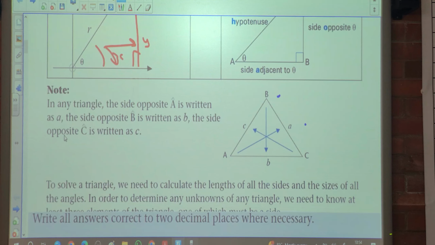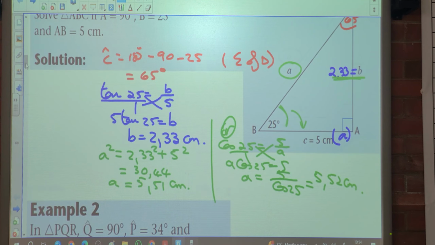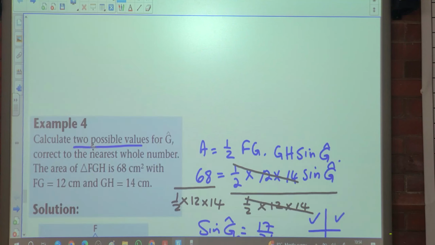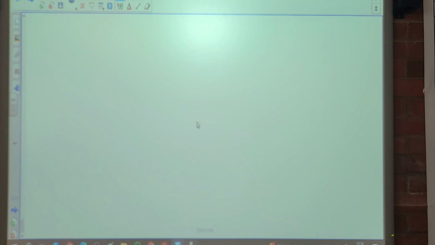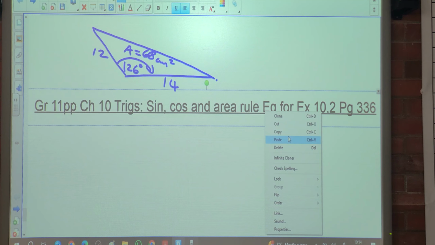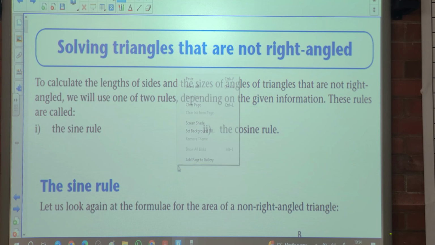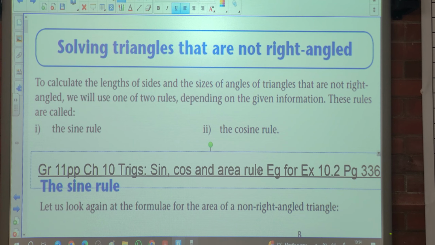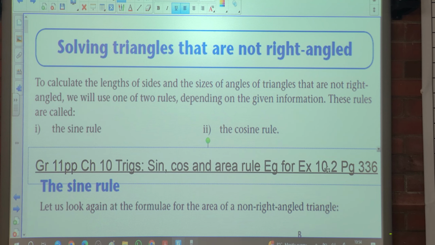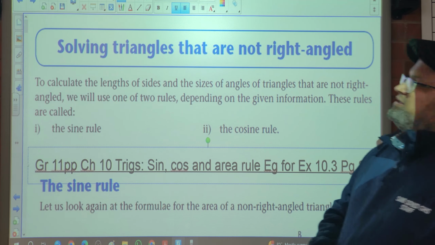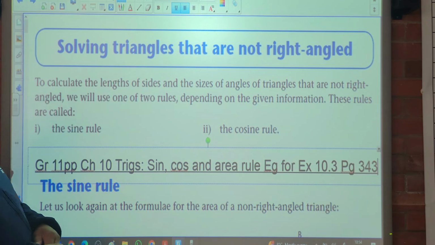So today we're looking at trigonometry. We have just finished the exercise dealing with the area rule. So today we're going to look at the examples for exercise 10.3. And exercise 10.3 is on page 343. Okay. So solving triangles that are not right angle.